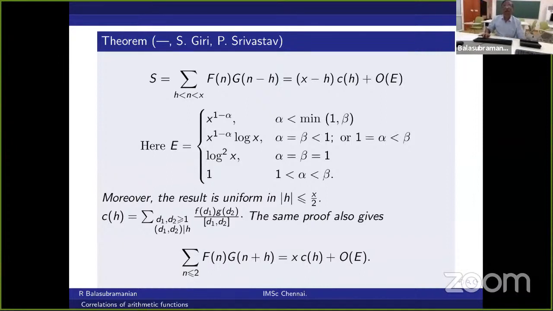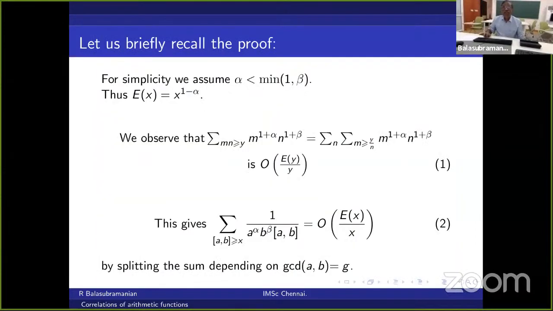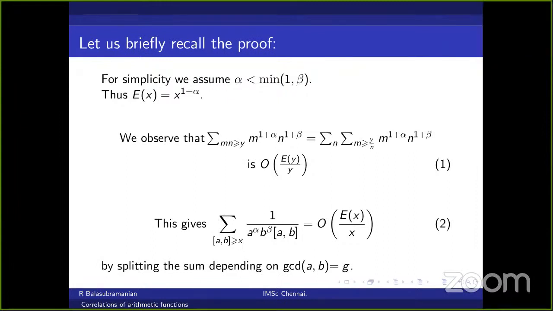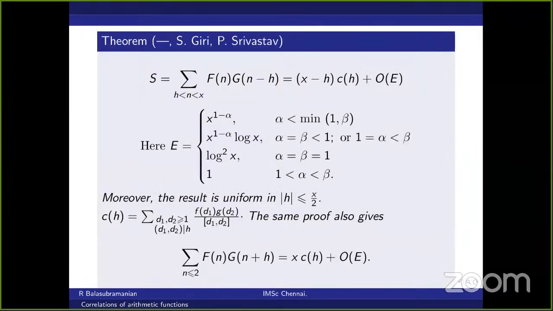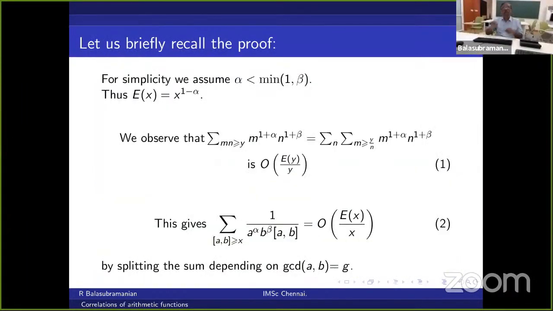I assume that f and g are multiplicative, and I am also assuming that little f and little g are O of n to the power minus alpha. Let us assume for simplicity that epsilon is less than the minimum of 1 and beta. Then, by definition, the error is x to the power 1 minus alpha, and that is the error term which I have to obtain.